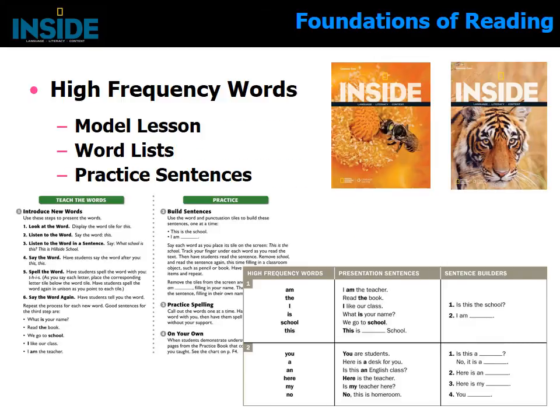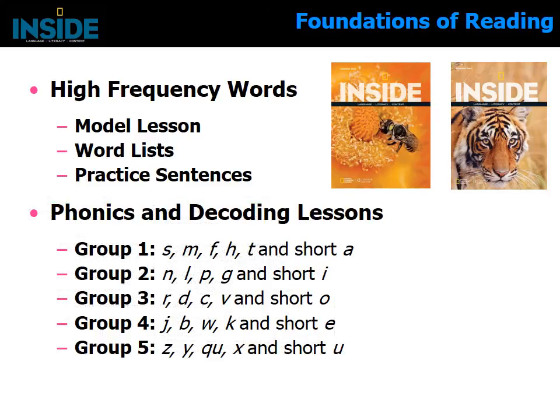All of the instruction for the Foundations of Reading is found in the Fundamentals Volume 1 Teacher's Edition. The Foundations of Reading section includes an instructional routine for teaching high-frequency words, which includes a model lesson, word lists, and practice sentences, and phonics and decoding lessons that cover all consonant and short vowel sound spellings, as well as instruction and practice in blending words with short vowels. These lessons are organized into the 5 groups that you see here.